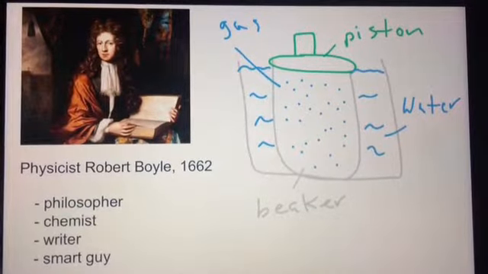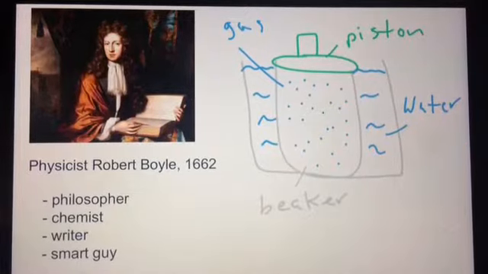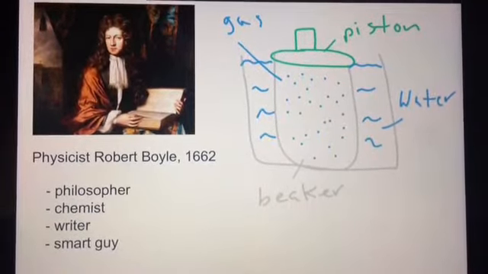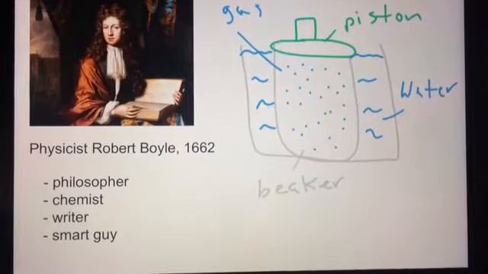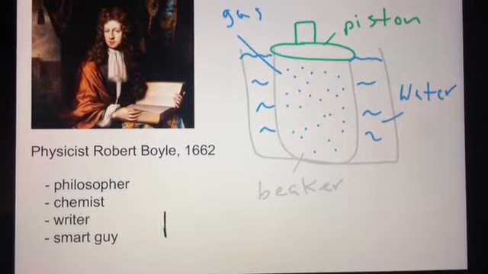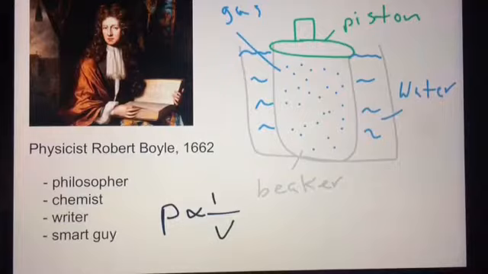When he decreased the volume at constant temperature, the pressure increased, and vice versa. When he increased the volume, the pressure decreased. So this successful experiment proved that at constant temperature, pressure will be an inverse of volume and vice versa.